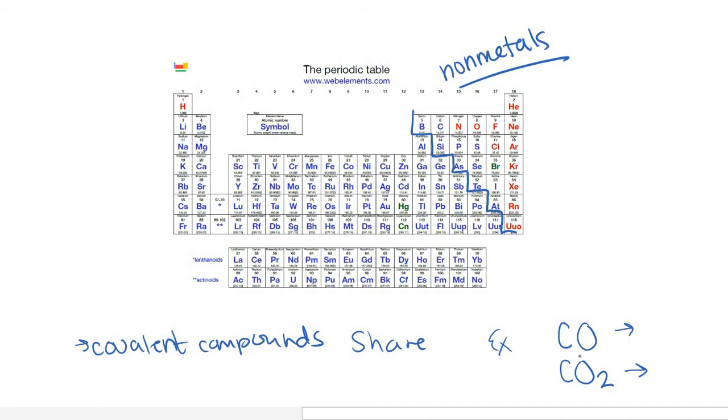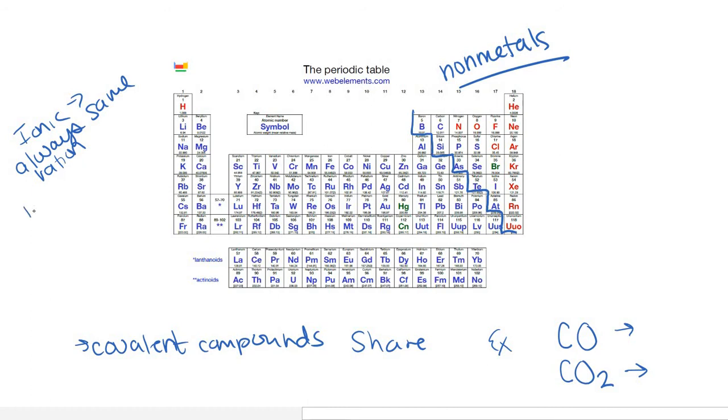Very, very different. Carbon monoxide, if you breathe that in, you would die because our body can't process that. Carbon dioxide, not as dangerous. So it's going to create these different chemical properties for us. Ionic compounds always form in the same ratio, and that's because they are transferring electrons.